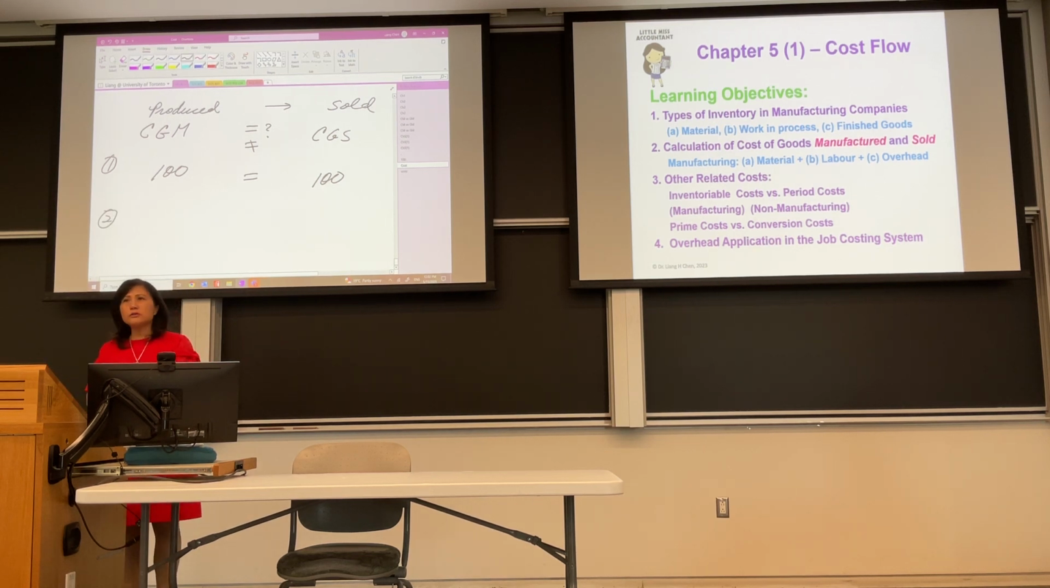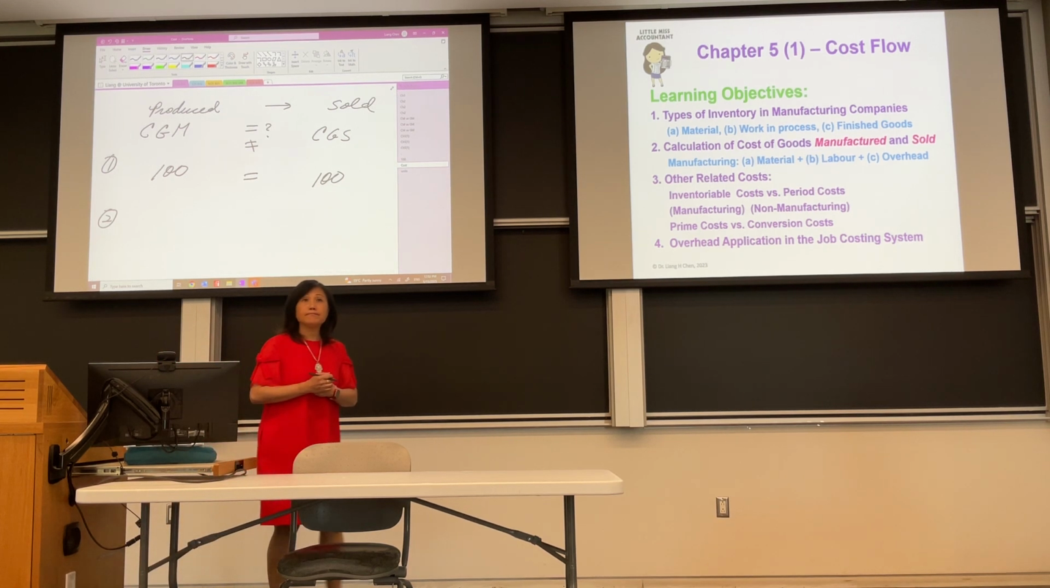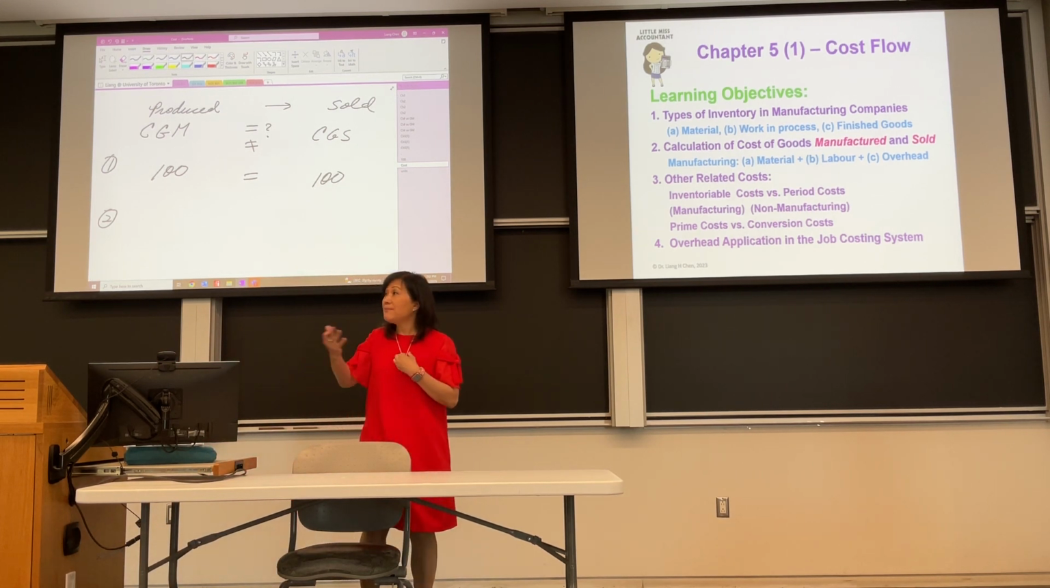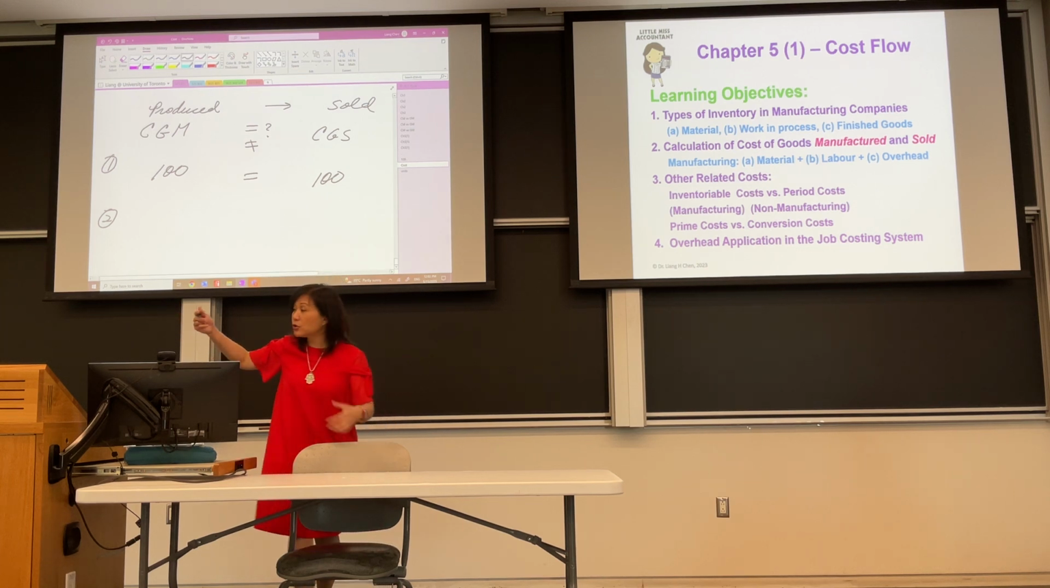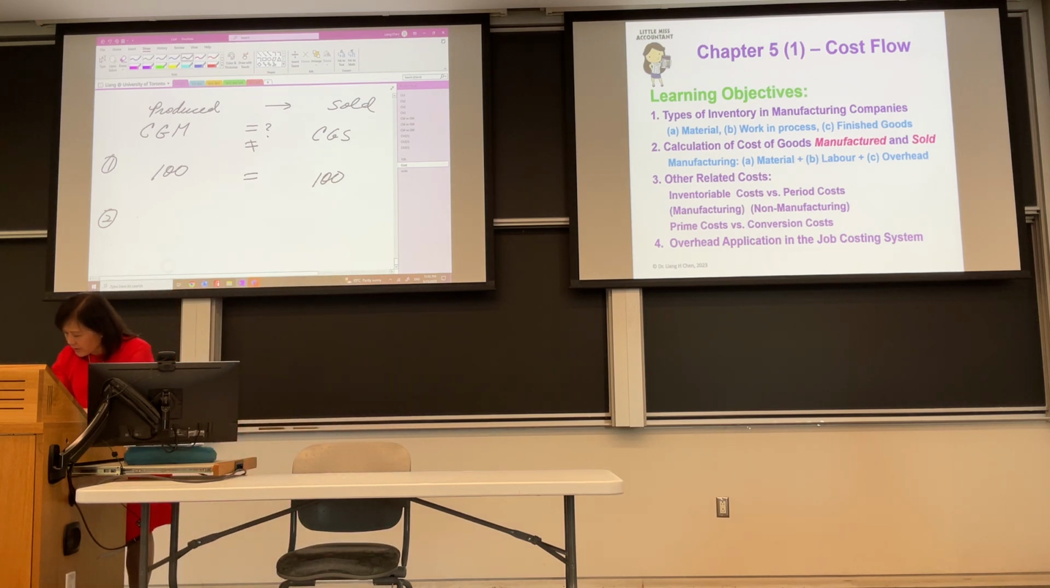So I want to sell 100 units, but I have some leftover inventory from last accounting period. I have 20 leftover from before. That becomes my beginning inventory. I have 20 of them. I want to sell 100. Do you know how many you need to produce? How many do you have to produce?